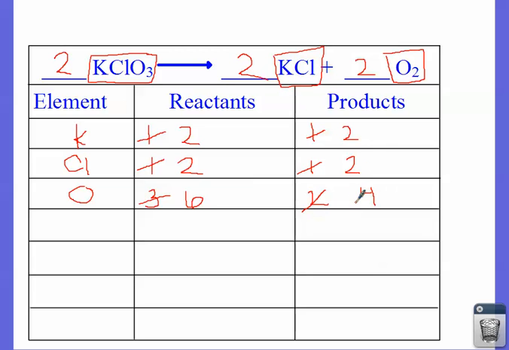So that's why I got that. Now I just need to get my O up. Now I have 2 on my molecule. I have 2 of that molecule, but that's not working out. So I'm going to cross this out.